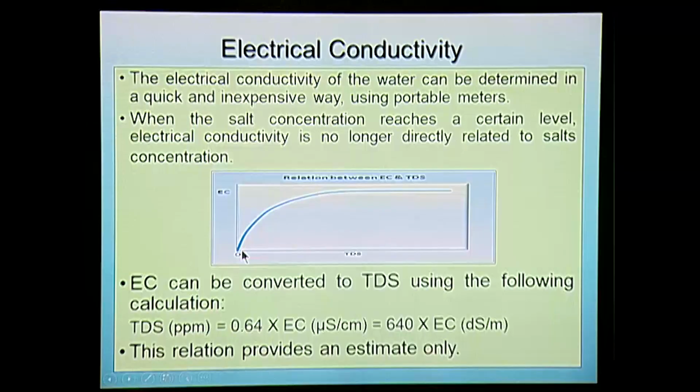The electrical conductivity can be measured in a very simple way using the conductivity meter. When the concentration of salt ions reaches a very high level, it can no longer be measured by this meter because it does not give accurate results. As you can see here, the electrical conductivity increases initially but gives a saturation out here when the level of salt concentration is high. Can you say why?